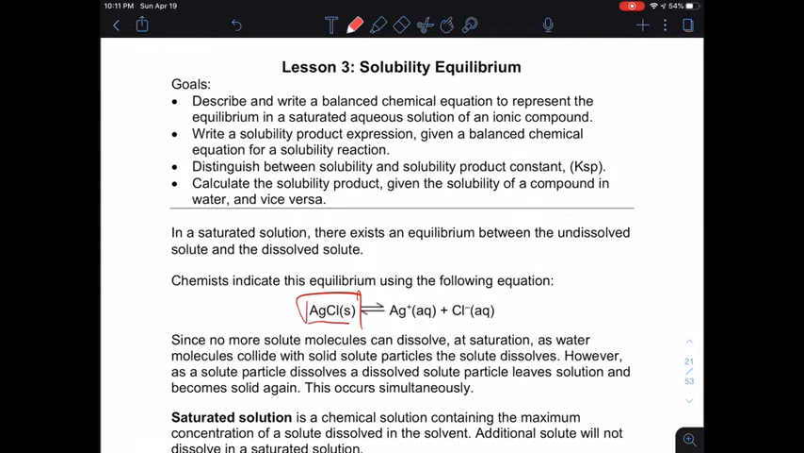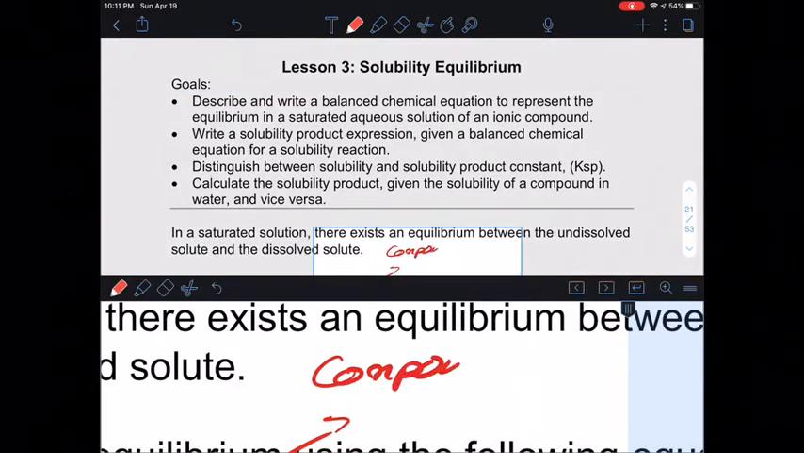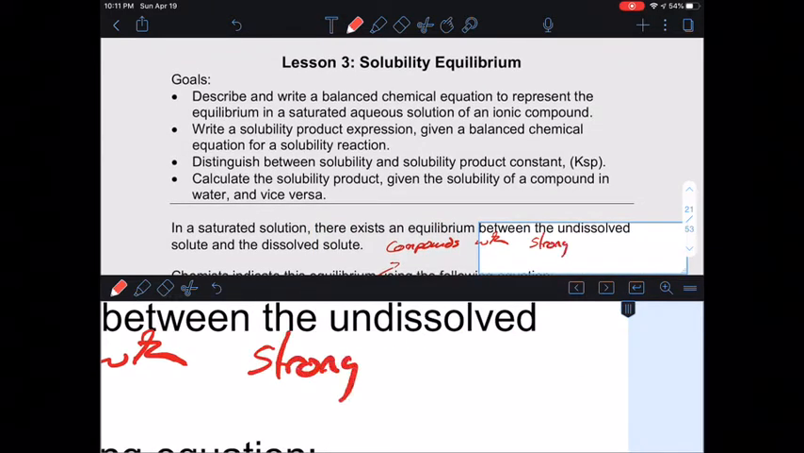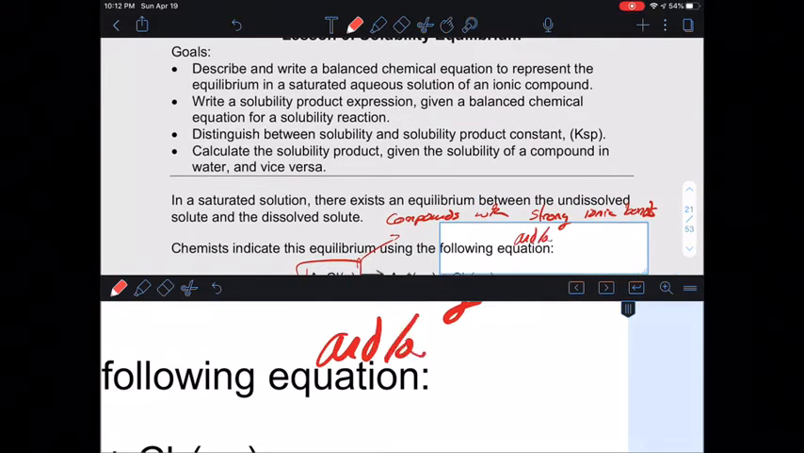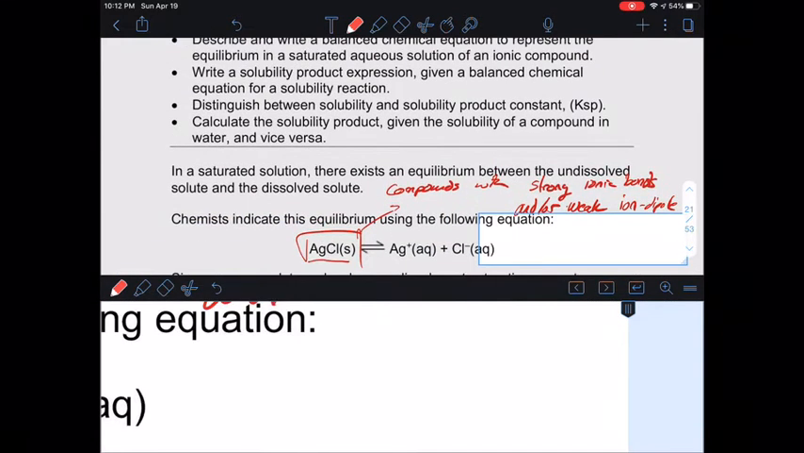These combinations of ions tend not to dissociate because they have very strong ionic bonds, and they have very weak ion dipole interactions. So these are compounds with strong ionic bonds and/or weak ion dipole interactions.